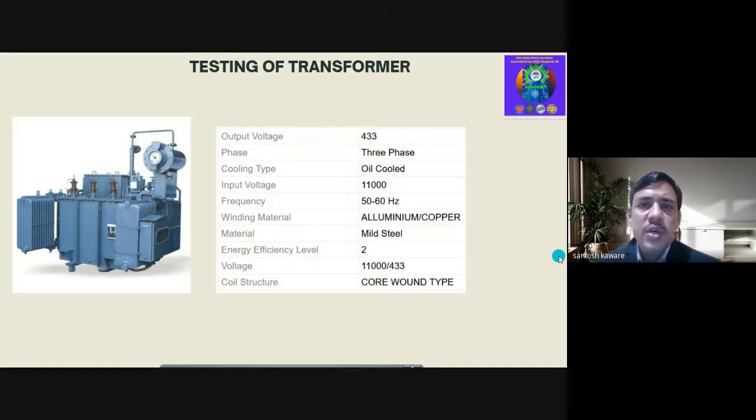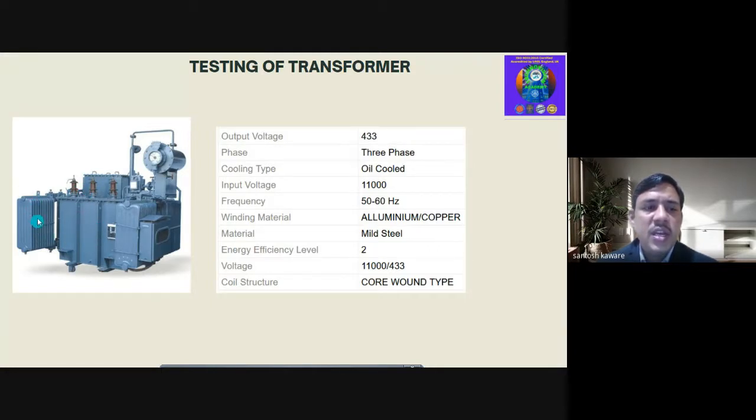Now testing of the transformers. If you see here, it is a distribution transformer shown. It is a three phase, R, Y, and B. These are the three phases. It is an oil cooled transformer, means oil filled transformer.